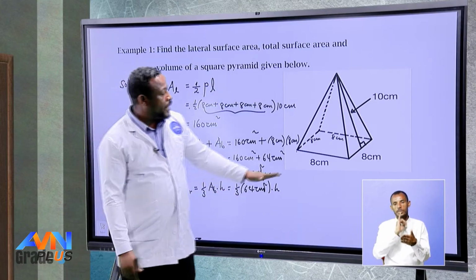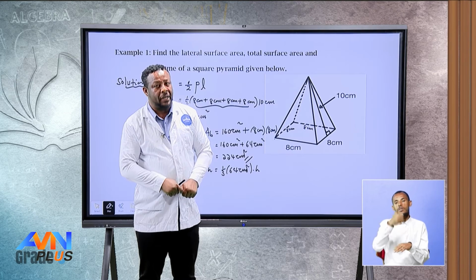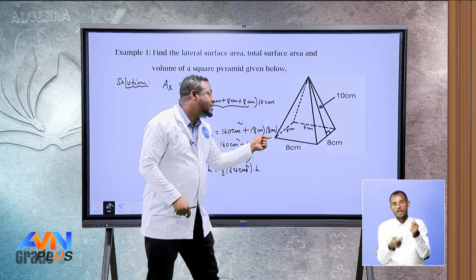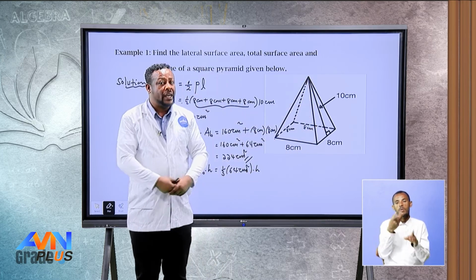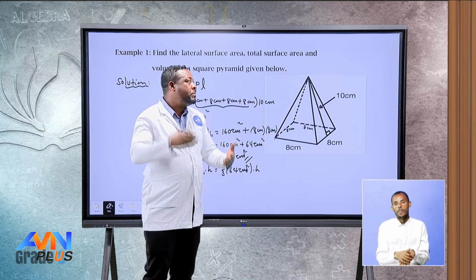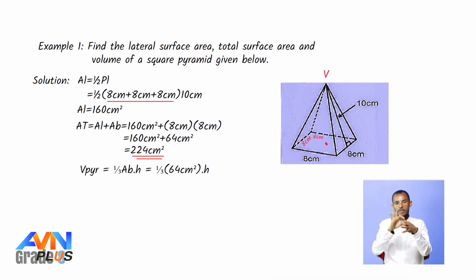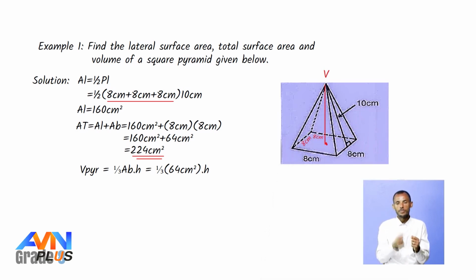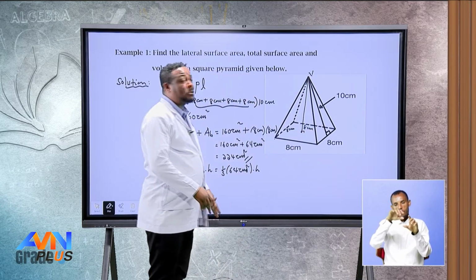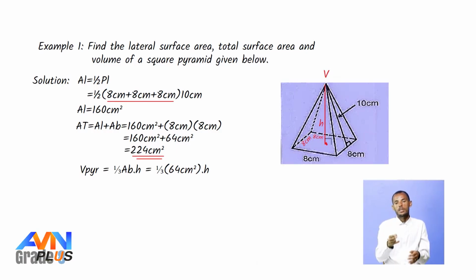Here is the technique. We don't have h, the altitude of this pyramid. The only things we have are the sides of the base and the slant height, but we don't have the altitude. Remember, the altitude of a pyramid is a line joining the vertex and the center of the base. You can construct it like this, and it should form 90 degrees, perpendicular to the base. Then this h should be determined, but we don't have this h.